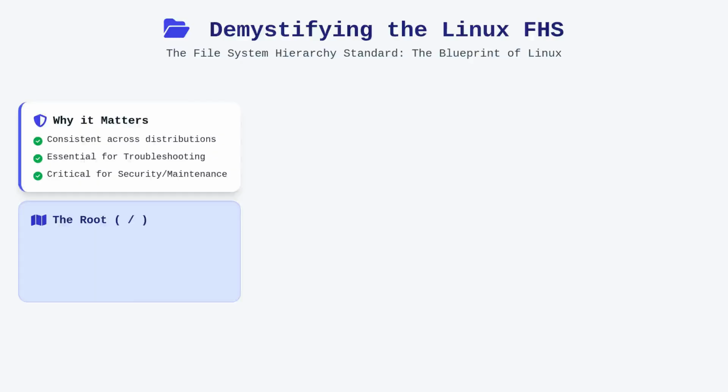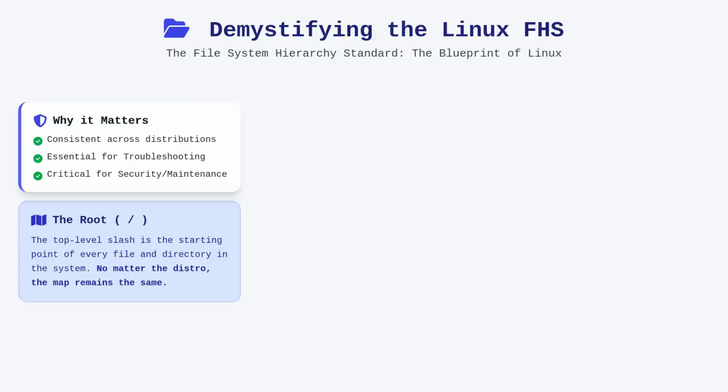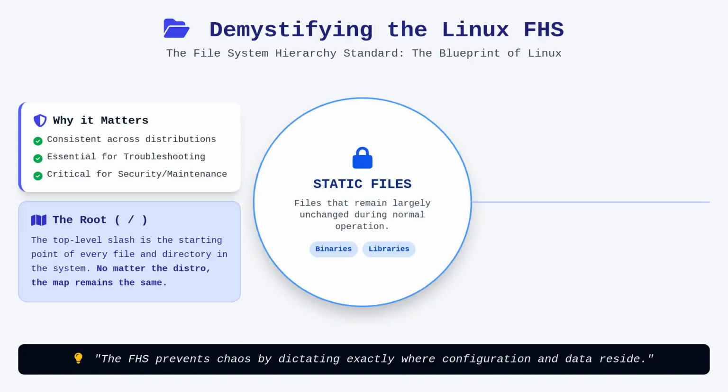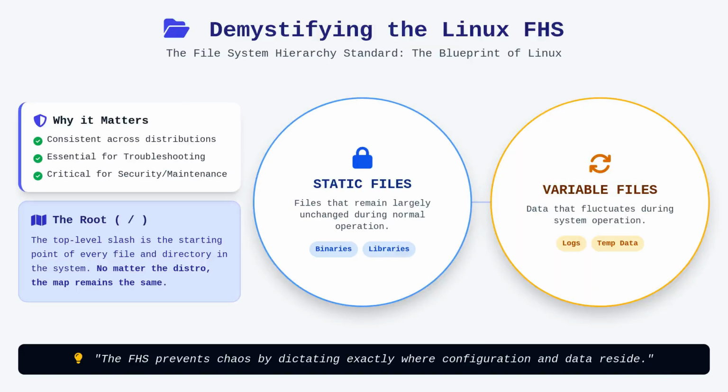We will break down the root directory and explain the specific purpose of each subdirectory found under the top-level slash. This structured approach prevents chaos by dictating exactly where configuration files, binaries, libraries, and temporal data reside. By the end of this discussion, you will understand the clear distinction between static files that remain largely unchanged and variable files, such as logs or temporary data, that fluctuate during normal system operation.